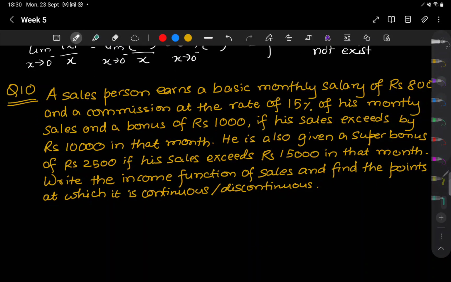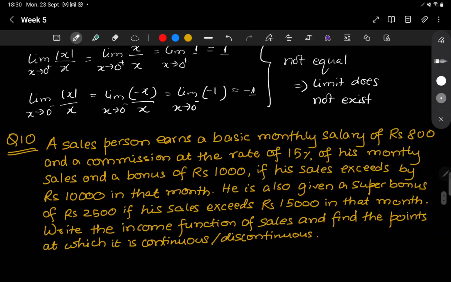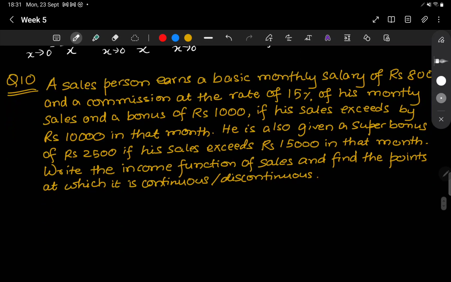Finally, we move to the last question for today. This is a word problem, so you have to formulate the function yourself. Question number 10. A salesperson earns a basic monthly salary of rupees 800 and a commission at the rate of 15% of his monthly sales, and a bonus of rupees 1000 if his sales exceed rupees 10,000 in that month. He is also given a super bonus of rupees 2500 if his sales exceed rupees 15,000 in that month. Write the income function of sales and find the points at which it is continuous or discontinuous.